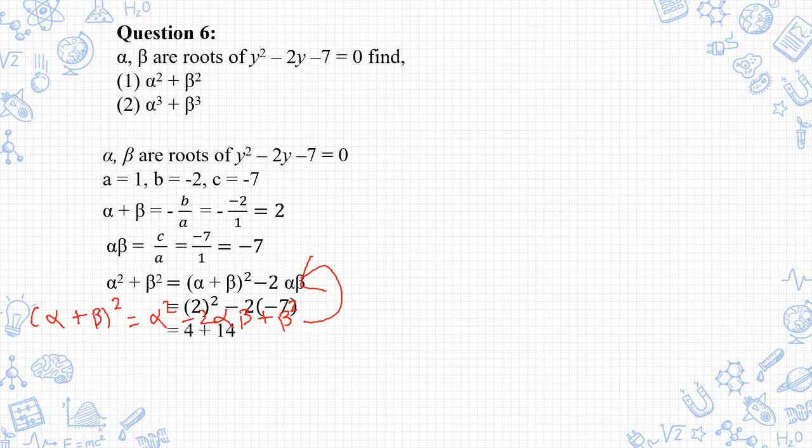So 2 square is 4, and minus into minus is plus. So 2 into 7, 14. So we get 4 plus 14, that is 18. So alpha square plus beta square is equal to 18.